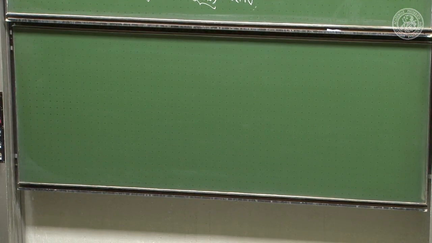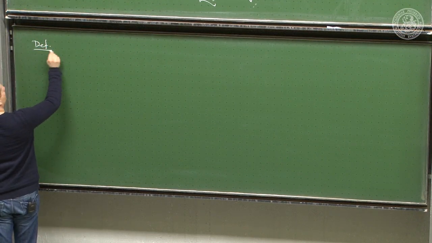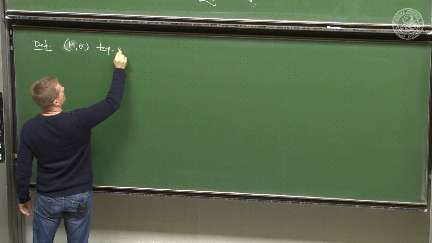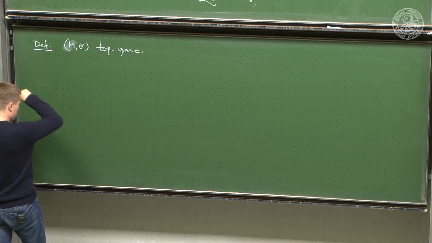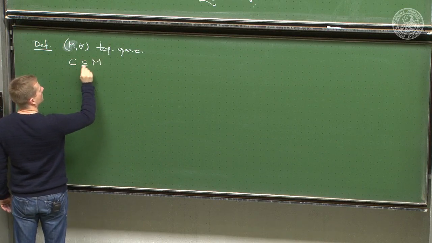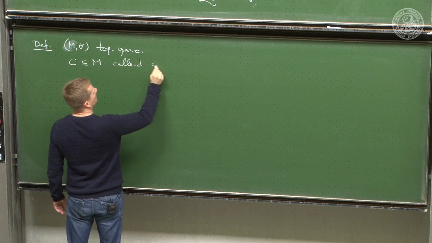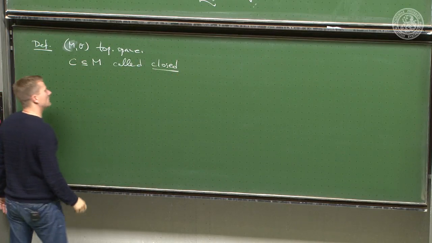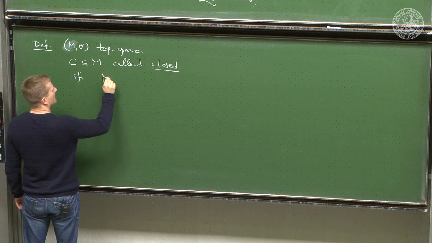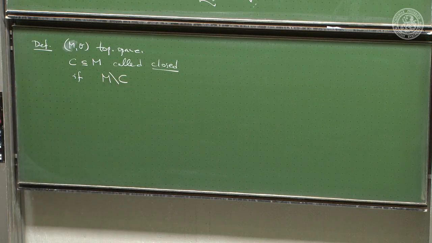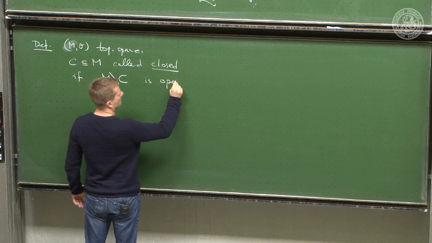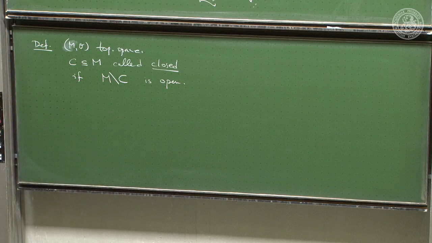So in topology, there's another convention in form of the definition. Let (M, O) be a topological space, and a subset C of M is called closed. Not if it's not open, that would not be the case. It's called closed if the complement of that set with respect to the whole set M is open. Okay, the complement is open.